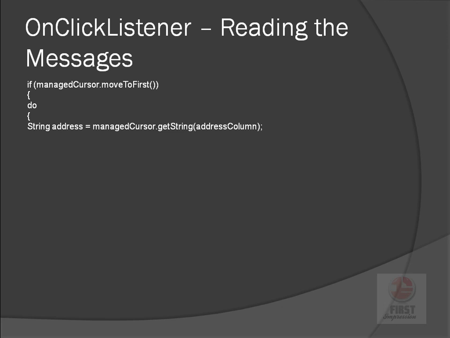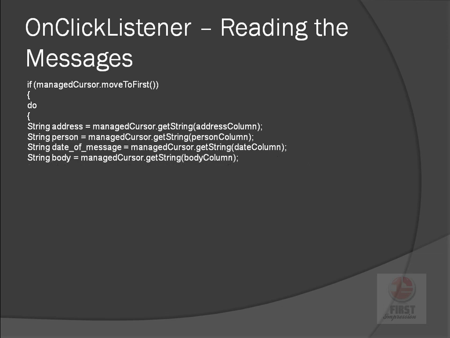then we'll get the address. So we said managed cursor.getString, this address column. This address column was defined in the last slide. That was the index of the column for address. Similarly, we'll get the person, we get the date of the message, and we get the body of the message.